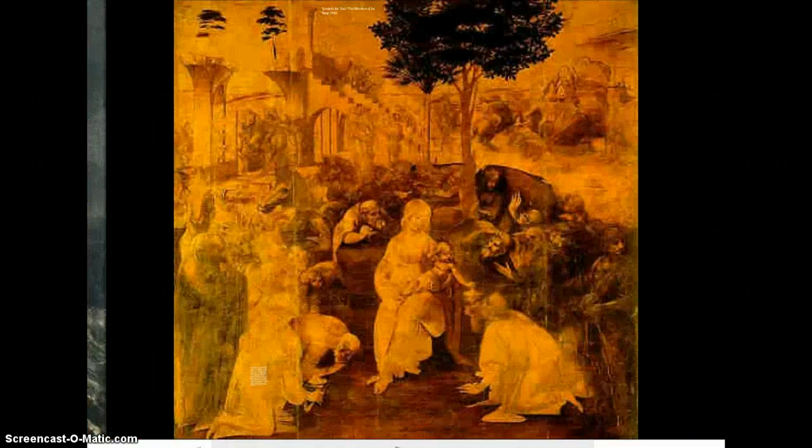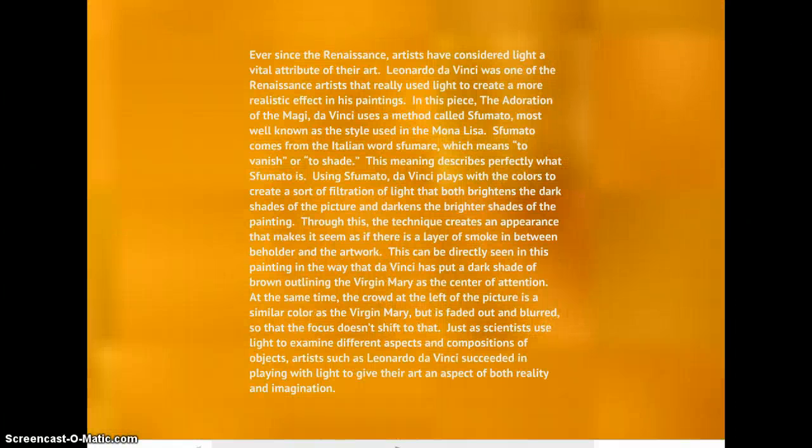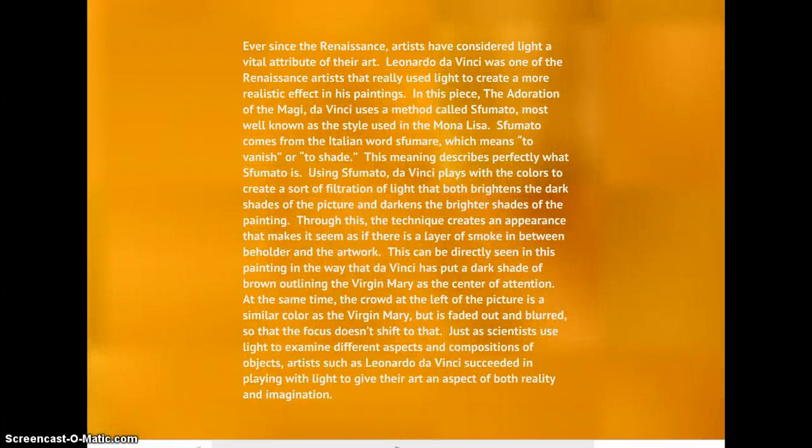My piece is called The Adoration of the Magi by Leonardo da Vinci. And this was one of the first paintings in the Renaissance to use a technique called sfumato. And this technique uses light to create a 3D effect that makes the painting seem more real, and create a hazy effect that makes it seem imagined as well.